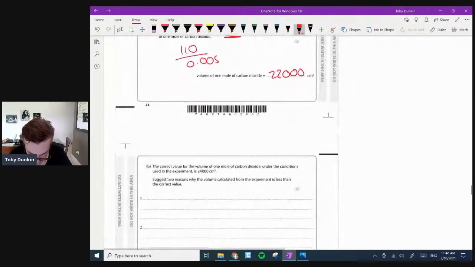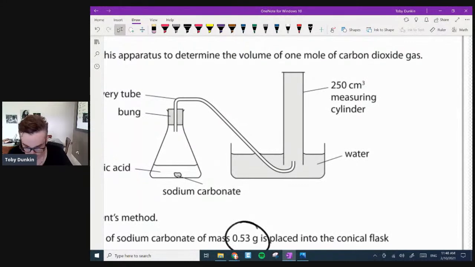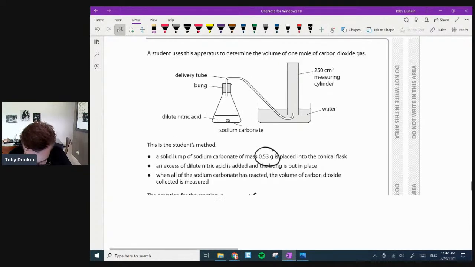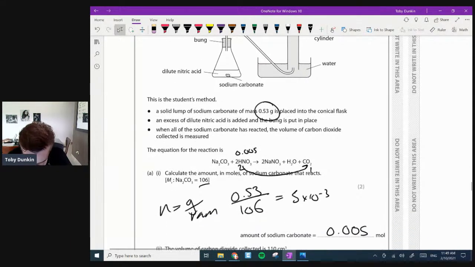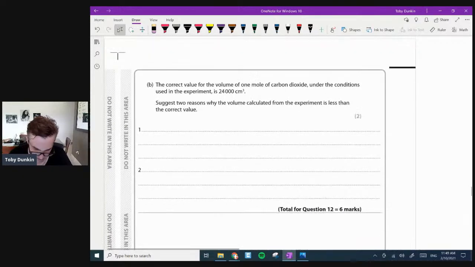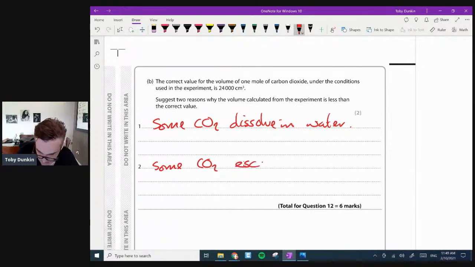Use your answer to part B. It's weird. Suggest why your answer is smaller. So we're collecting gases underwater, so some of the carbon dioxide is going to dissolve in the water. They're also going to lose a small amount of gas before the bung is put on, and those are your 2 reasons. Some CO2 dissolves in water, and some CO2 escapes before the bung is sealed.